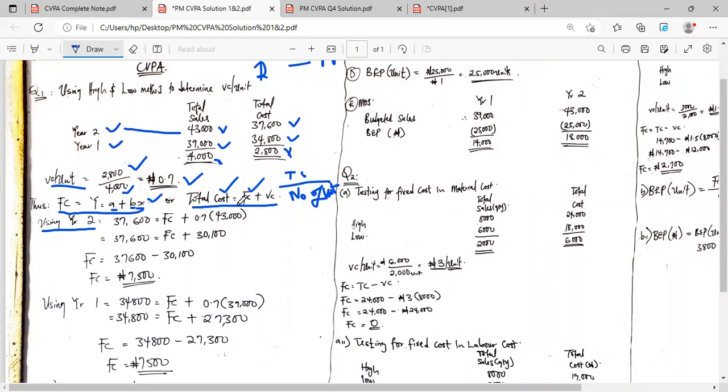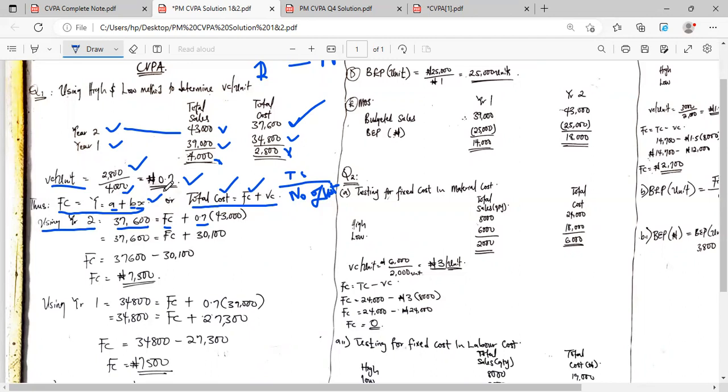What is my year 2 data? Year 2 total cost is what? 37,600, which is this. So total cost is equal to, what is my fixed cost? That is what we are looking for, so that will become my unknown. Plus, what is variable cost per unit, which is B? This variable cost you are seeing here simply means B times X.